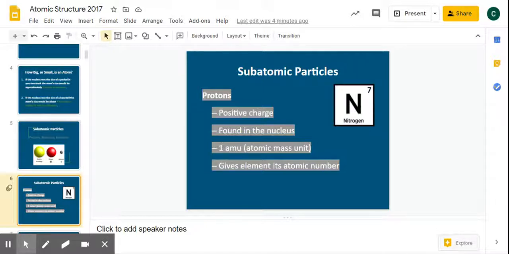So, for example, here you have nitrogen. You cannot have a nitrogen with 6 protons. That would be a totally different element. So this is what drives the identity of your element.